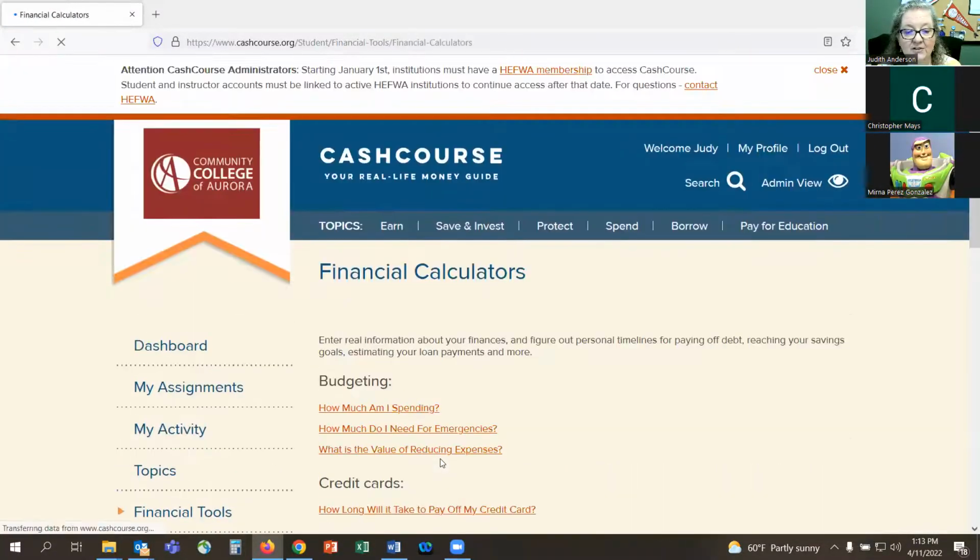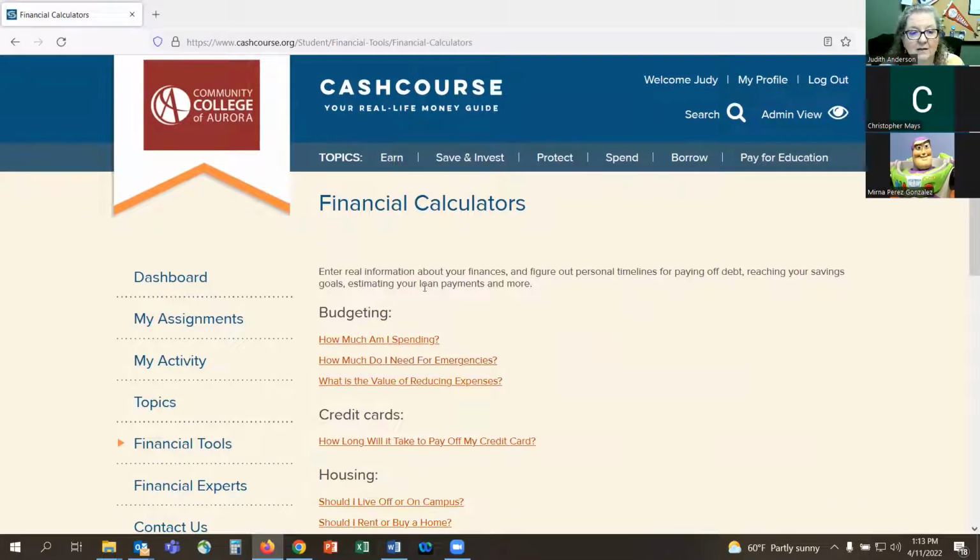And then this is the financial calculators. So with budgeting, it's how much money am I spending? How much do I need to save for emergencies? What is the value of reducing expenses? If you're going to come in a cash course and do some of these things, the budgeting one, I would start there. That's the most important because it starts with you saving money and learning how much you're spending.